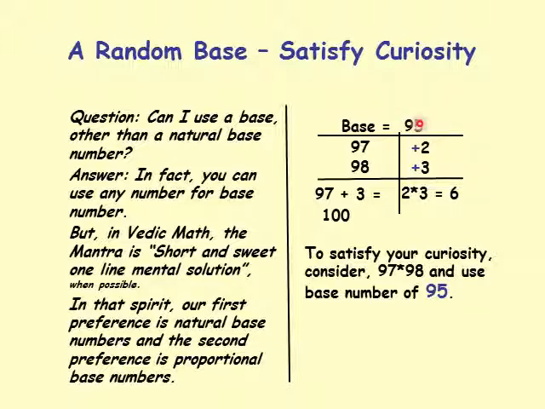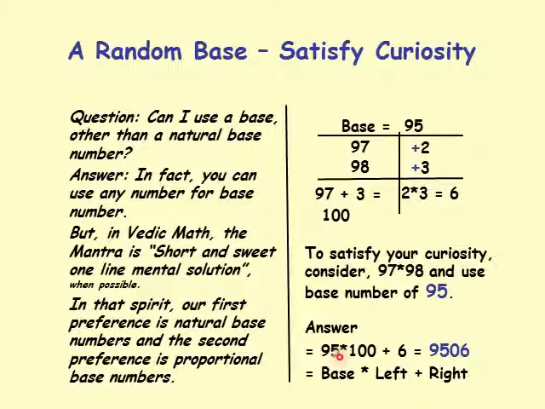It's not a natural base number, and we don't know how many digits we need here. We would have to use the formula, which is base times left plus the right. The answer is 95, which is the base, times 100, the left, plus 6, which is 9506. Okay, you have it now. We used a base of 95, which is a random base number, which has nothing to do with the natural base number or a proportional base number. And we were still able to compute 97 times 98 equals 9506 using a base number of 95.